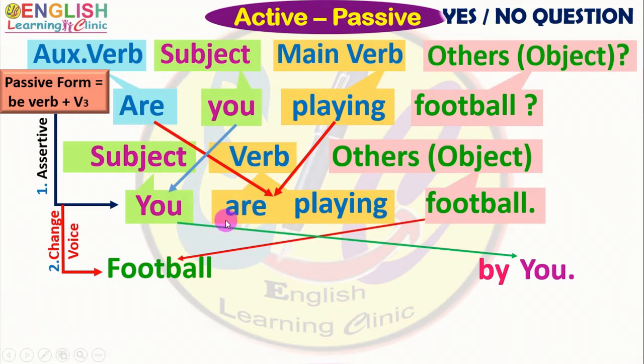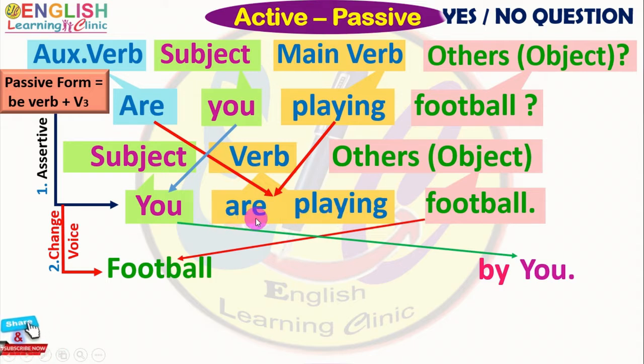Now comes the task of changing the form of the verb from active to passive form. That is, you have to change this form, that is are playing, to the form be verb and the third form of the main verb. And for this, the verb will give its tense to the be verb.